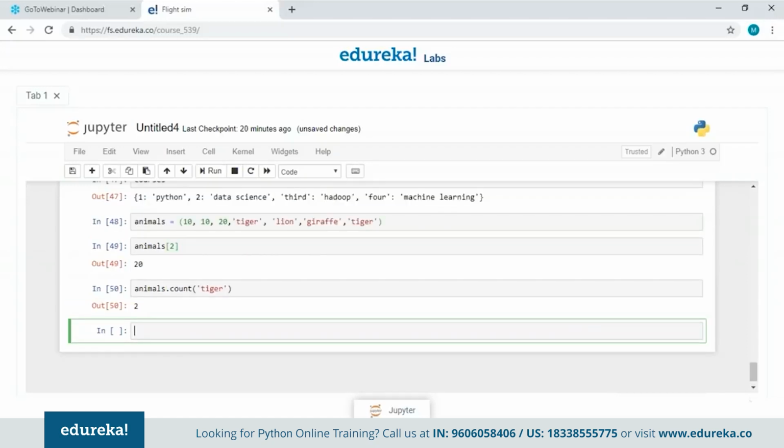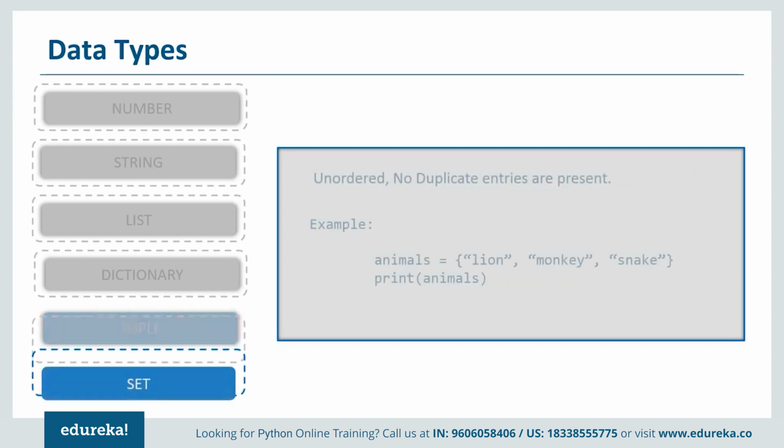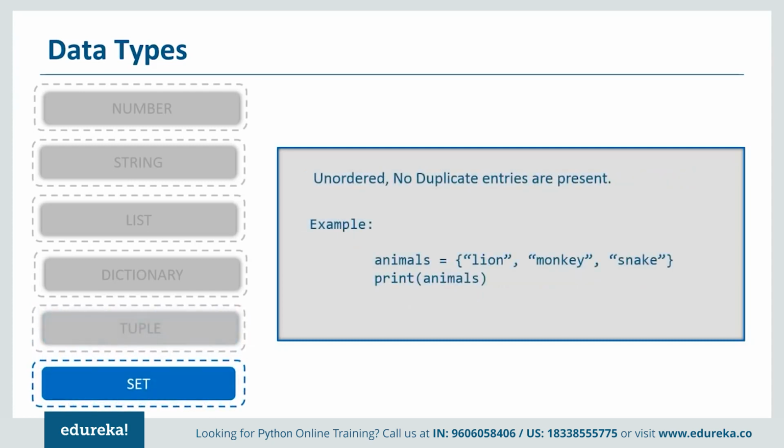So this was all about tuple, guys. Let's quickly move on to set now. A set is a collection just like a list or a dictionary as well, but it is unordered and there are no duplicate entries present. Now let me show you this with an example in the Jupyter Notebook.